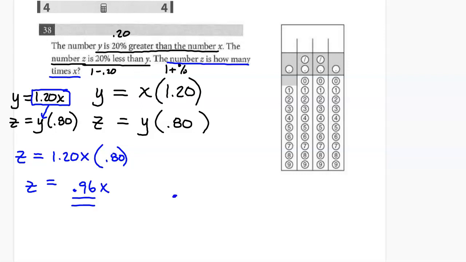So the number z is how many times x? It is 0.96. I think they'll let you write it either way. Nope, looks like they just want 0.96. So I don't see a 0 in that first slot. 0.96. Correct answer.